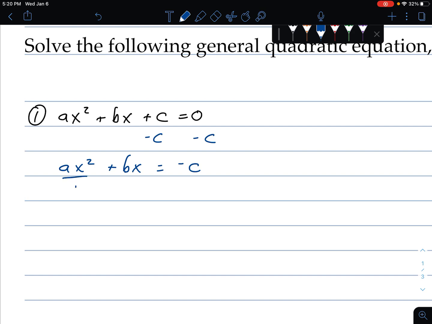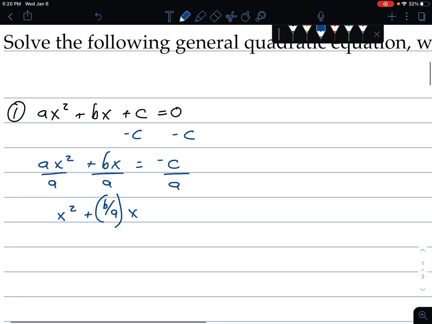Second step, divide every term by A. We said if it's 1, you can leave it. We don't know what A is, so we have to divide by that. I like to sometimes write it like this: the B over A is the coefficient of the X is equal to minus C over A. I like to write the minus in front.